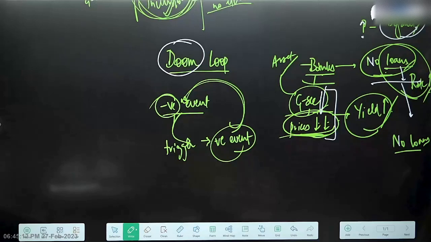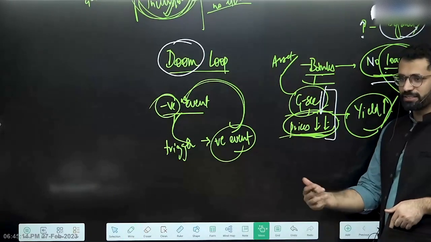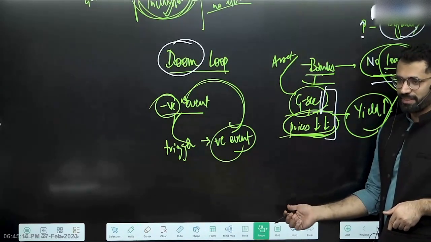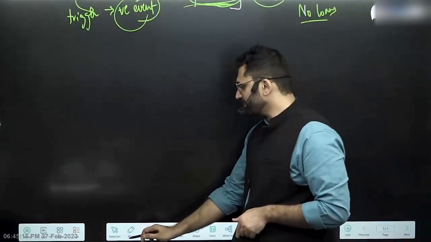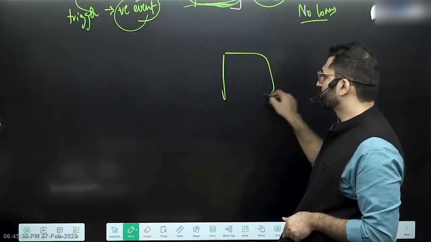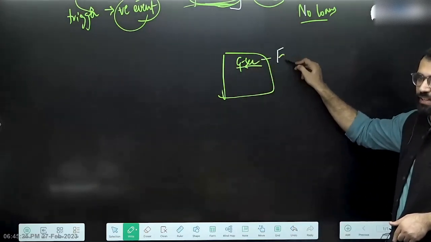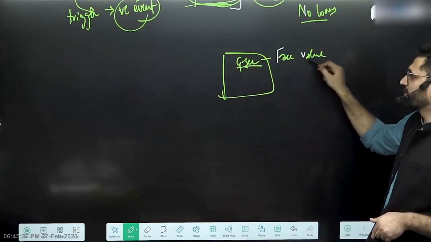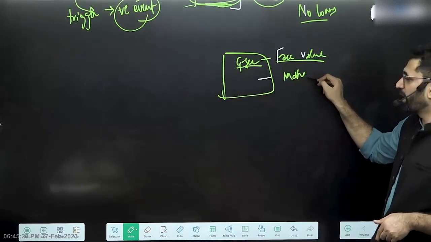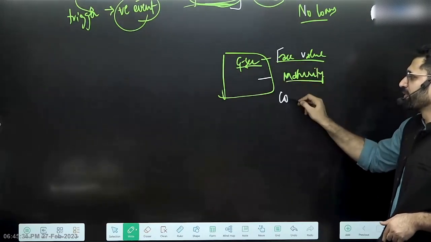Return on yield and return is the same. This is a government security. This will have a face value. This will have a maturity, and this will carry a coupon rate.